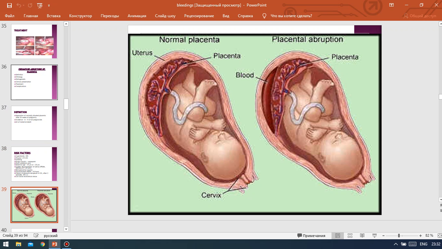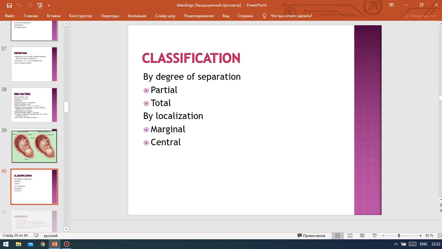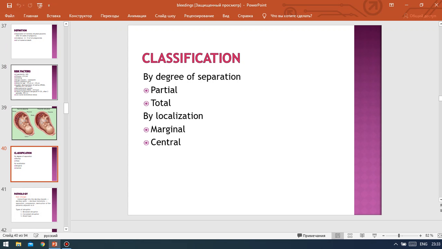In this picture you saw a normal placenta and placental abruption. From the center of the placenta, between the placenta and the uterine wall, blood collected, and this collection of blood formed a big hematoma, and it separates the placenta again and again.